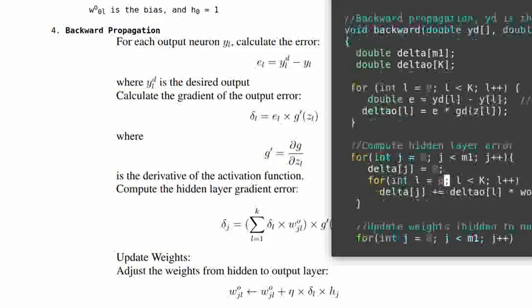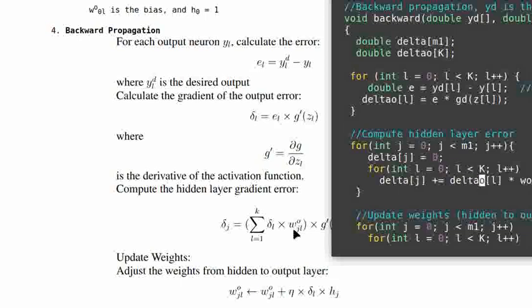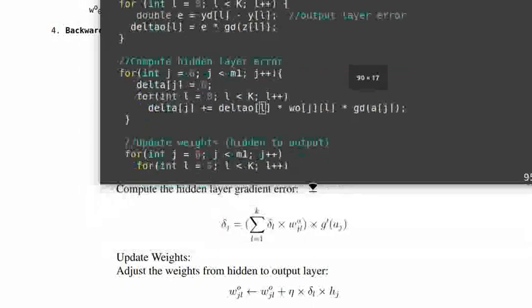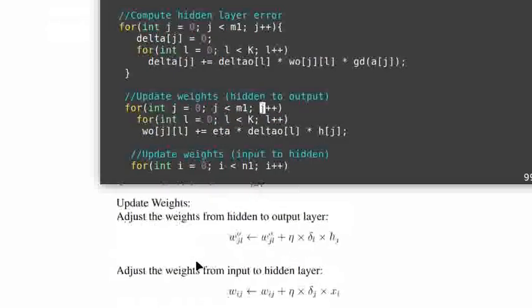And then for delta J, it's for the hidden layer. We do the same thing. So we have delta L times W O J L, times G dash A J, straightforward. And here we update the weights again according to these formulas. W O J L is incremented by eta times delta L times X J, straightforward implementation.